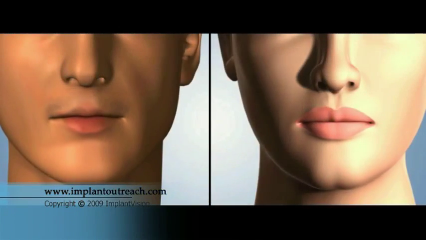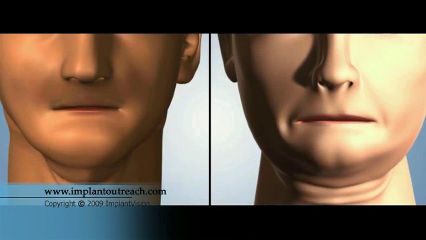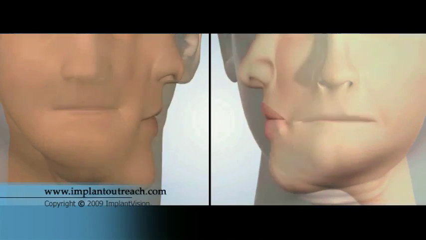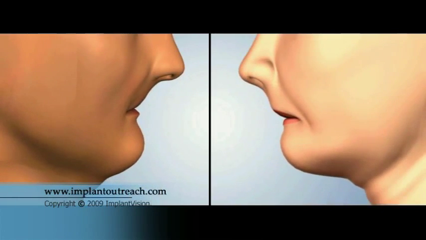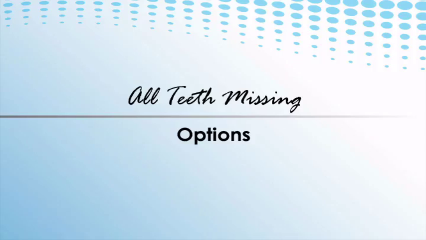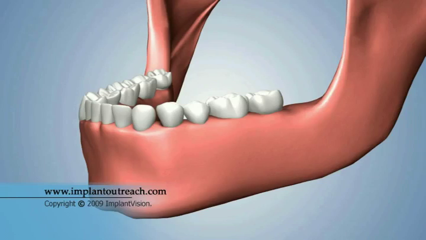Many years of bone loss may cause your face to change. Your mouth and jaw appear to collapse, your lips look thinner, and there is an increase in wrinkles near the mouth and neck. If you have lost all your teeth, there are various treatment options available.